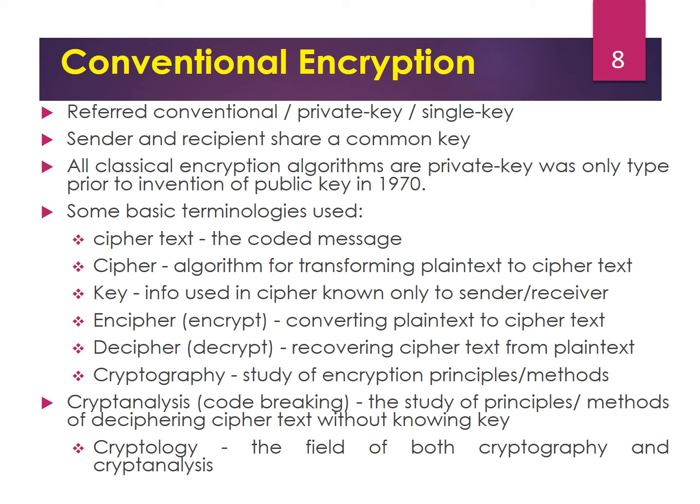Some basic terminologies used here: cipher text, the coded message. Cipher, the algorithm for transforming plain text to cipher text. Key, the information used in the cipher, known only to sender or receiver. Encipher is nothing but encrypt, converting the plain text to cipher text. Decipher means decrypt, recovering the plain text from the cipher text.